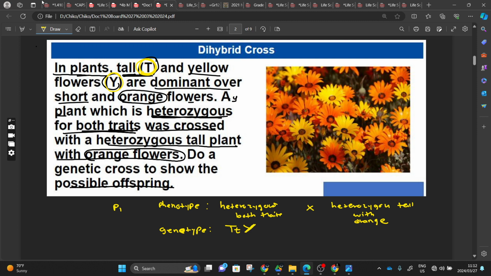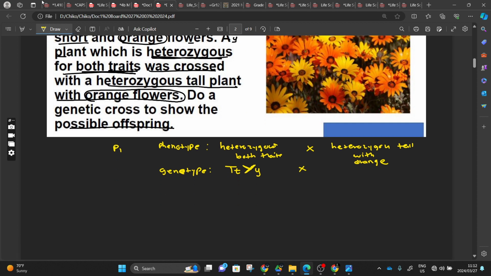This yellow thing, I will advise you not to use Y, guys. I will advise you not to use Y, because if someone is going to write this Y and then we don't see which Y is the capital letter, which Y is the small letter, you're going to have a problem. Then was multiplied by or was crossed with a heterozygous tall, with orange. You see here, with orange. Then from there you are going to say meiosis will take place, then meiosis, gametes.